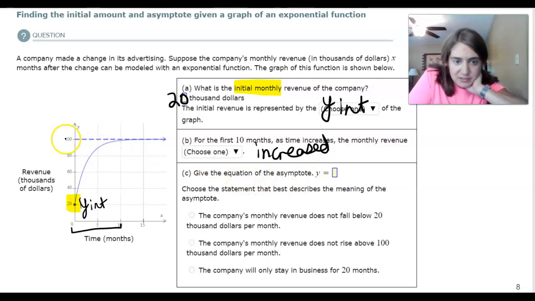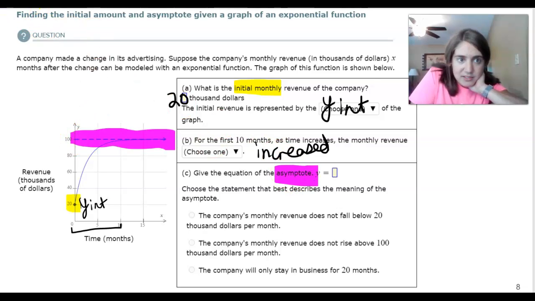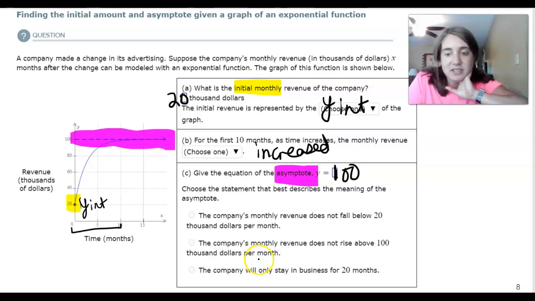And where is our asymptote at? Our asymptote is at 100. And given this, which of these is true in terms of the asymptote? It means that we cannot go over 100,000. So it will plateau at 100,000.